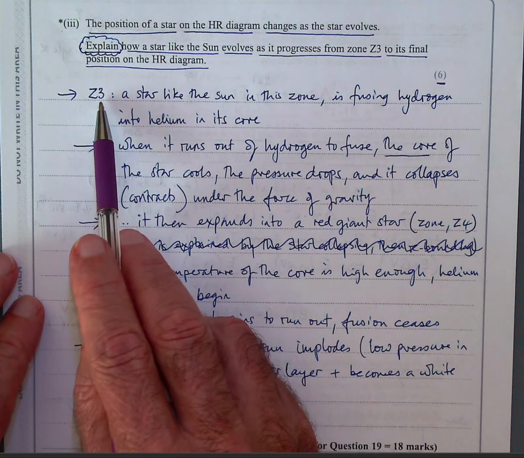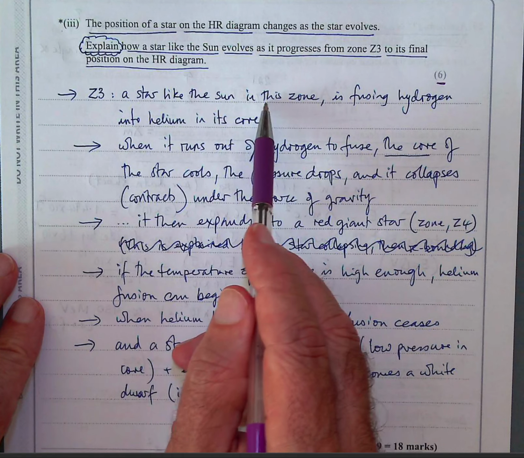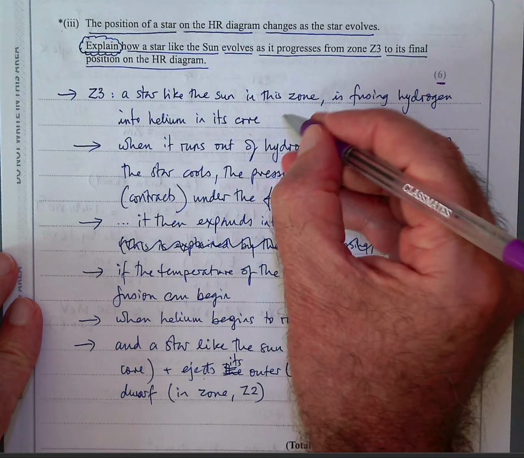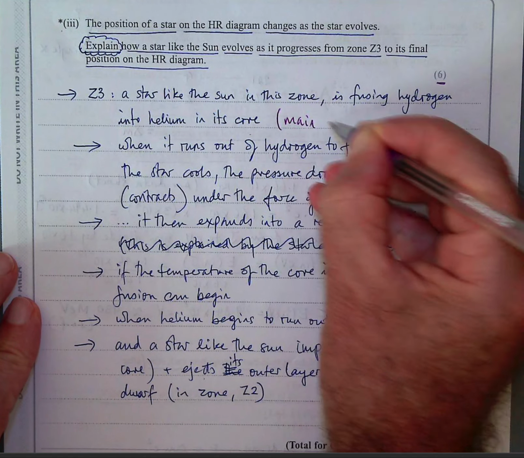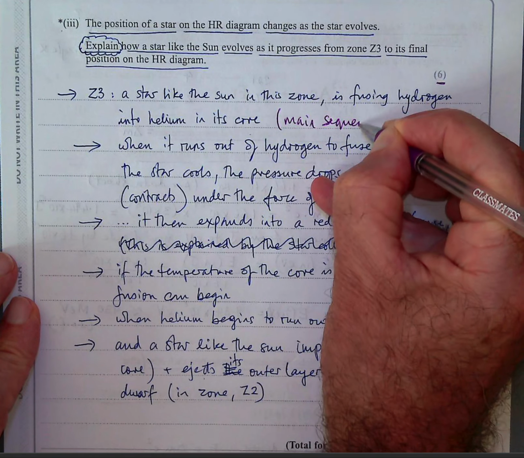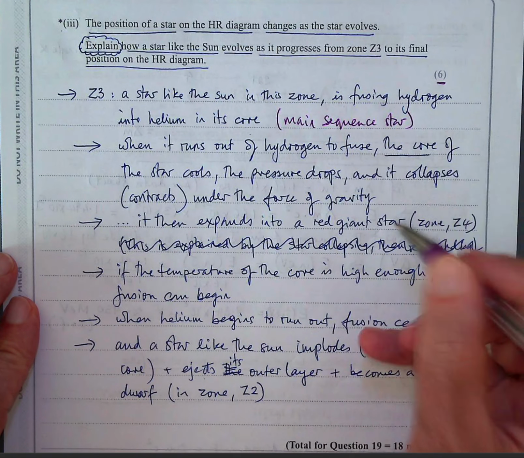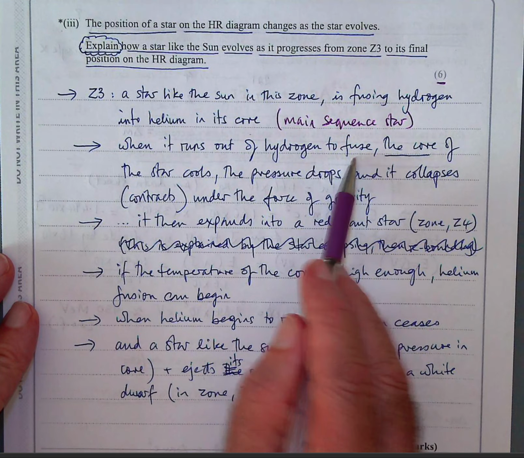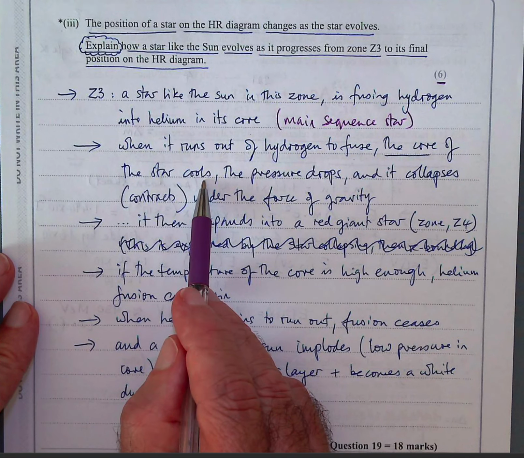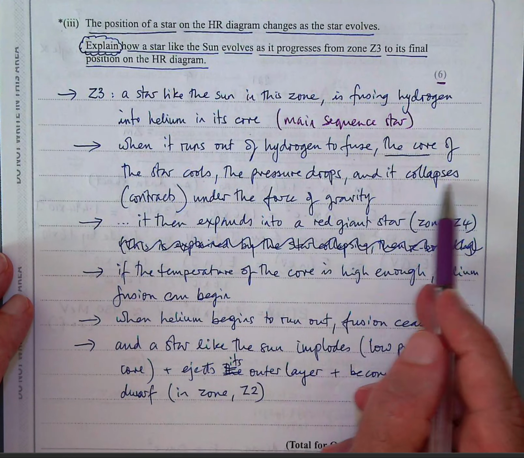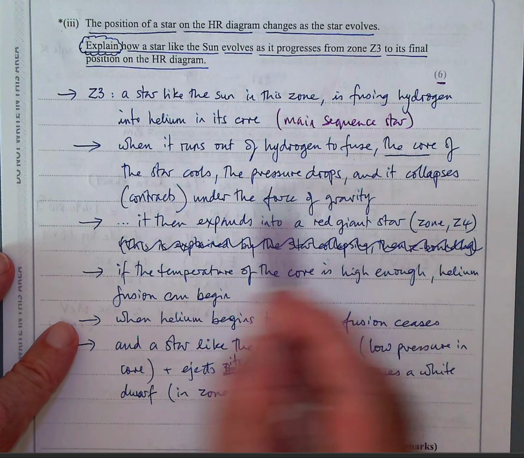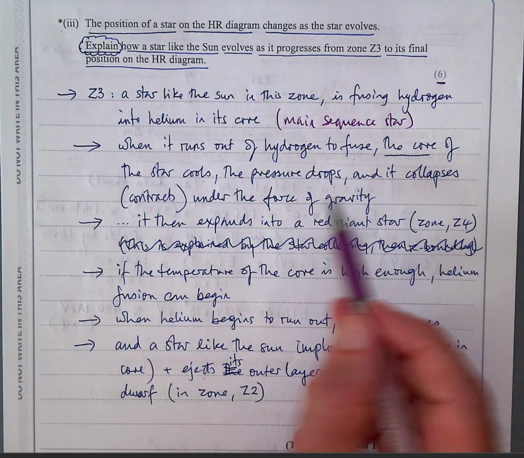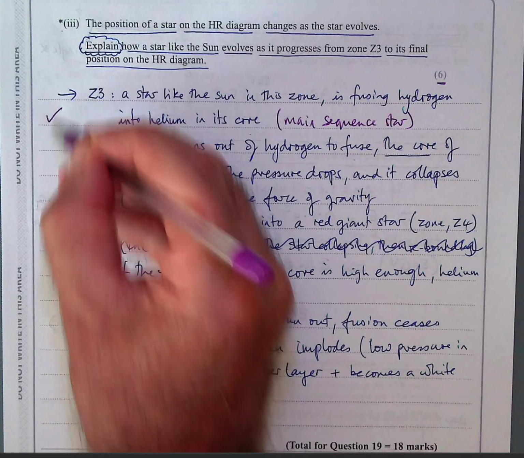So here I've written in Z3, a star like the sun in this zone is fusing hydrogen into helium in its core. Okay, you could add, this is a main sequence star. So main sequence means burning hydrogen, fusing hydrogen. When it runs out of hydrogen to fuse, the core of the star cools. Okay, the pressure drops and it collapses under the force of gravity. So what happens under the force of gravity? That's the second mark. So one for that, one for that.